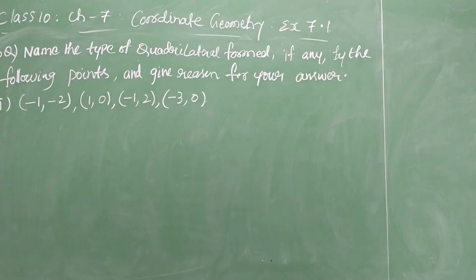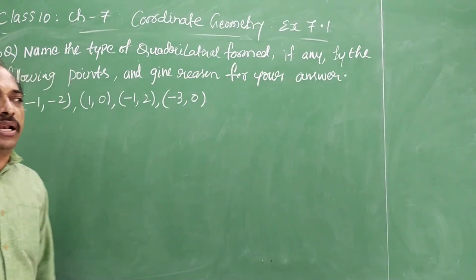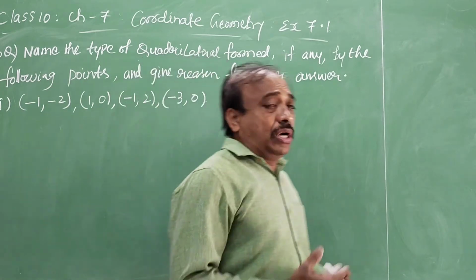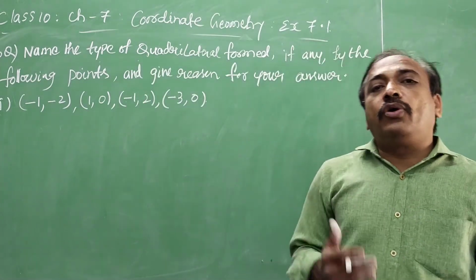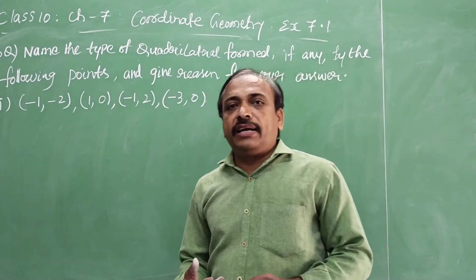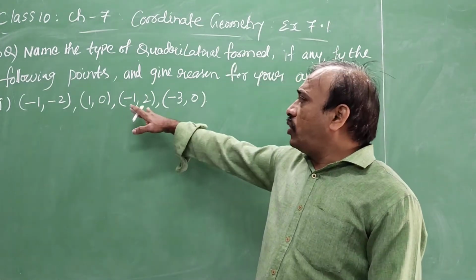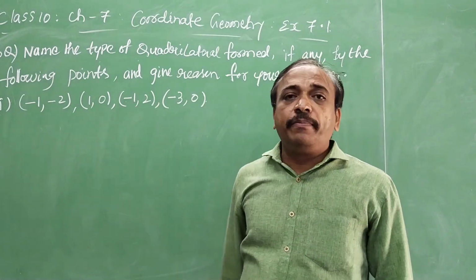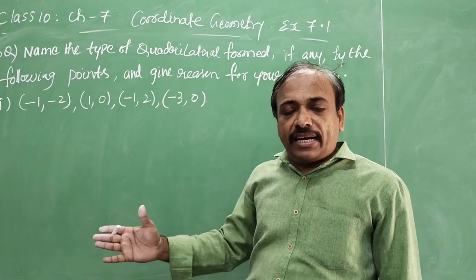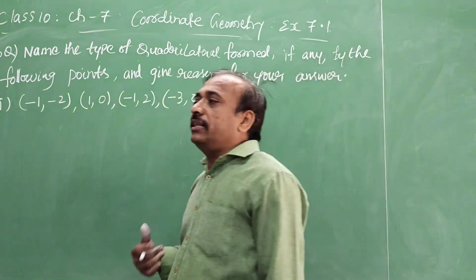Look at question number 6. Name the type of quadrilateral formed, if any, by the following points and give a reason for your answer. So, which type of quadrilateral do they form? Quadrilateral means a four-sided closed figure. A four-sided closed figure is called a quadrilateral. The coordinates of 4 vertices are given. So by using these 4 vertices we have to decide which type of quadrilateral they form.